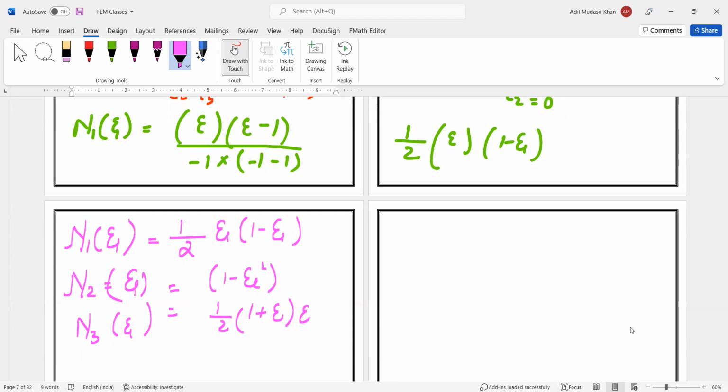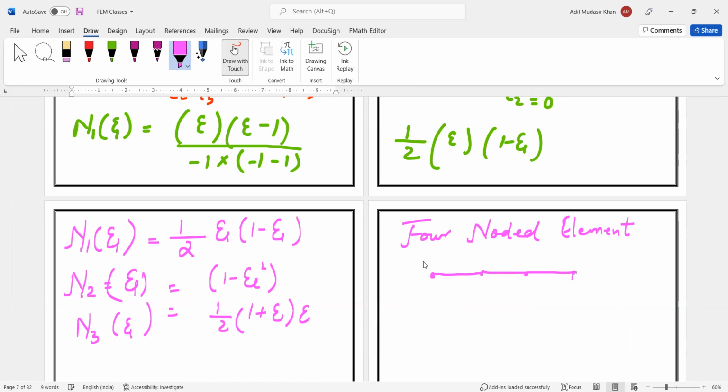Similarly, we can talk about an element having four nodes. So be careful, an element does not have only two nodes. We can have a three noded element, we can have a four noded element. Okay, let's divide it into a single element having four nodes. Four noded element. So this is the second node, this will be the third node, and this will be the fourth node.